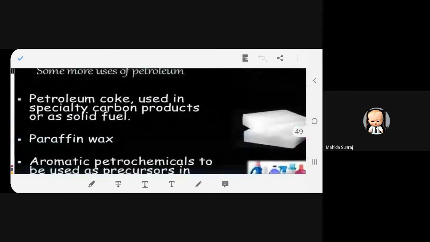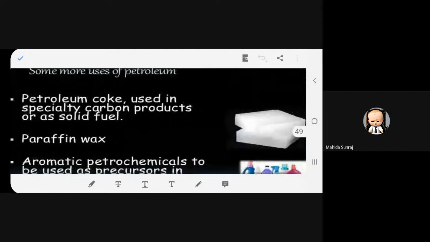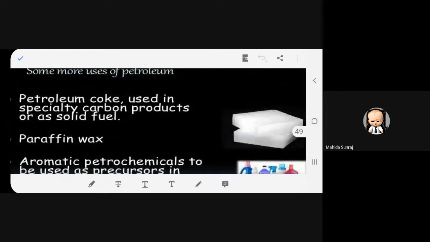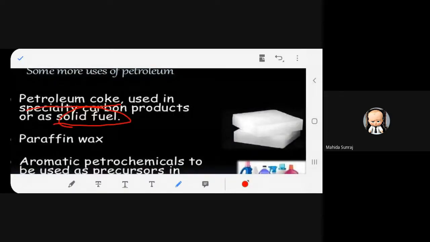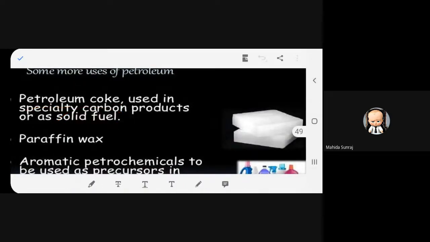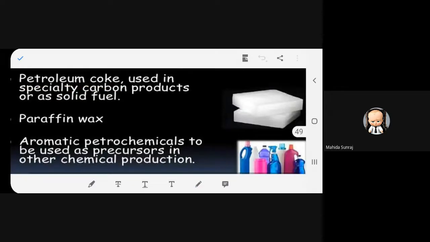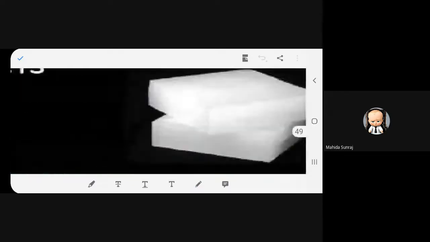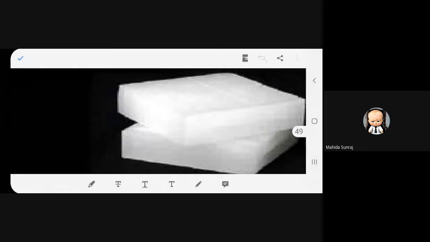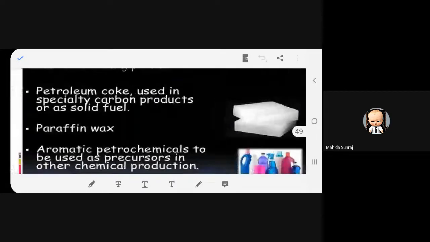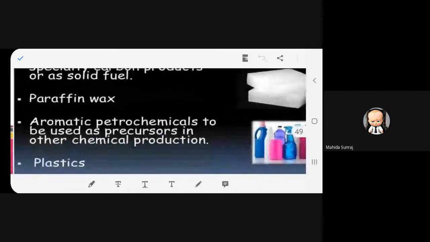So what are the other uses of petroleum? We have petroleum coke. We are using carbon products, that is coke, as solid fuels. Second is paraffin wax. This is paraffin wax, solid, that we get from petroleum. Like ice.